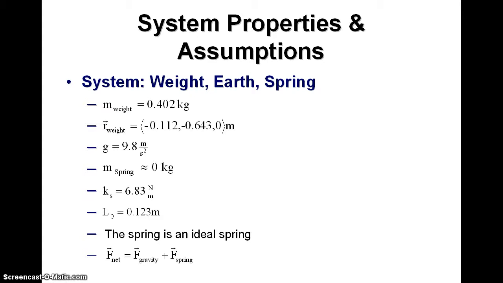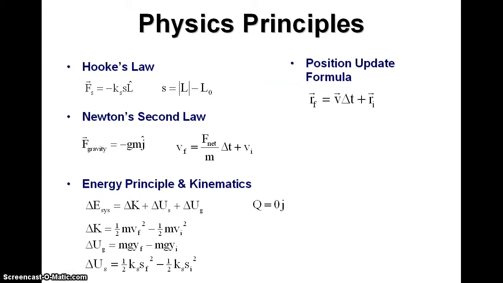We will be modeling our system under the assumption that our spring is ideal, and the only forces acting on the weight are the gravitational and spring forces. I will now cover the physics applied in my model. First, to calculate the spring force, I used Hooke's law with the value shown in the previous slide. I used Newton's second law to calculate the gravitational force and to update the weight's velocity over time. To track its position, I used the position update formula.